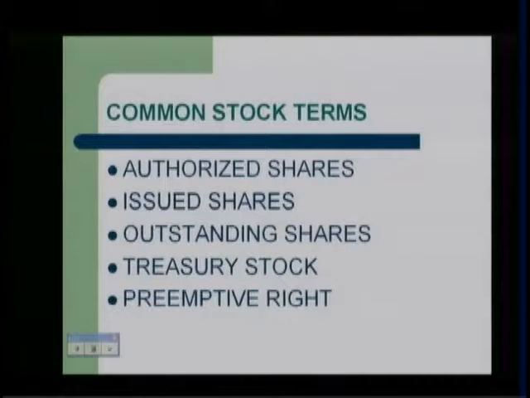Another term you might want to be familiar with is preemptive right. Anytime a shareholder owns stock in a company, they have a certain percentage ownership of that firm. They are allowed to maintain that percentage ownership if there is a new set of stock that's issued. So if a company gets authorization from the Secretary of State to issue more shares of stock, each stockholder has the right to maintain his or her percentage ownership by buying more shares of stock. They don't have to, but they are given that right to maintain their percentage share of ownership. That's called their preemptive right.